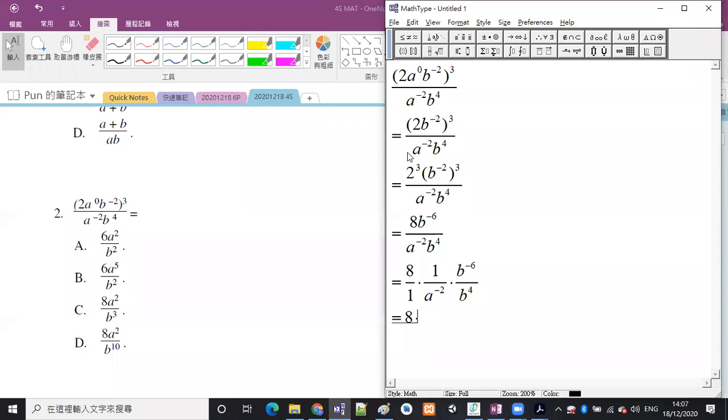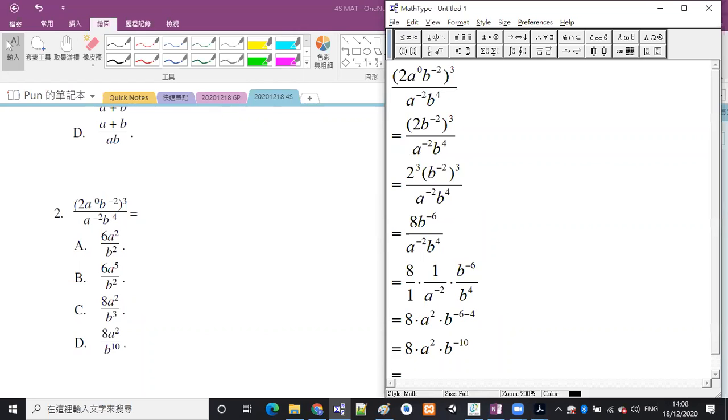And then power -2, it becomes upside down, or downside up, because a power -2 at this moment is in the denominator, but the negative index will bring it back to the numerator, so it becomes a +2. And then for the b powers, we have the subtraction of the powers, -6 minus 4. So we have 8 times a squared times b to the power -10.